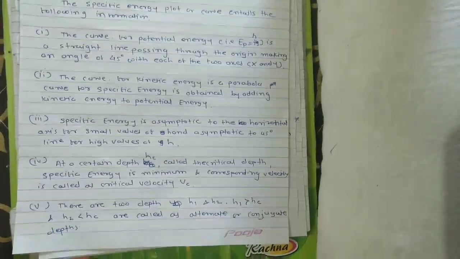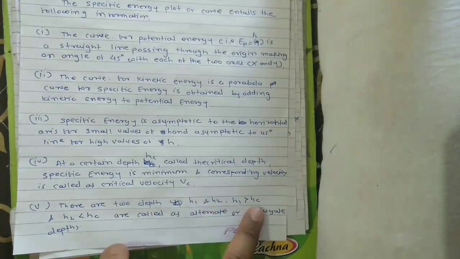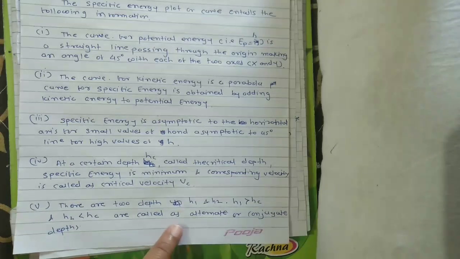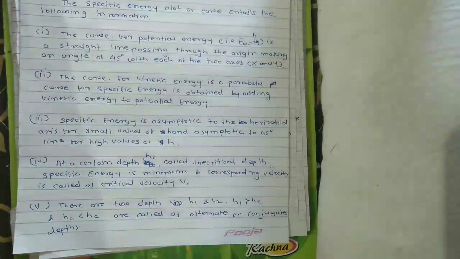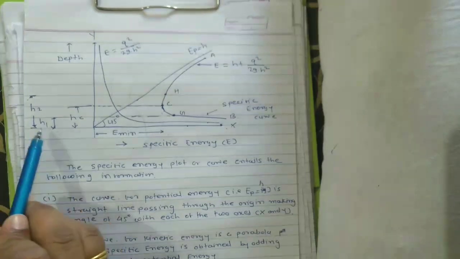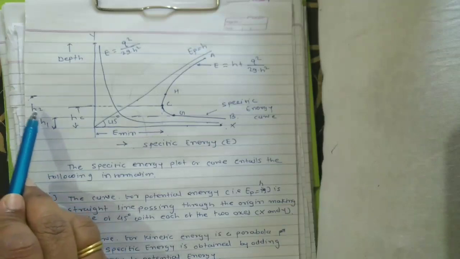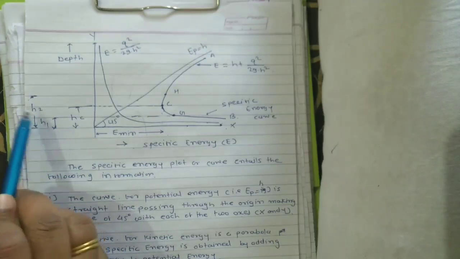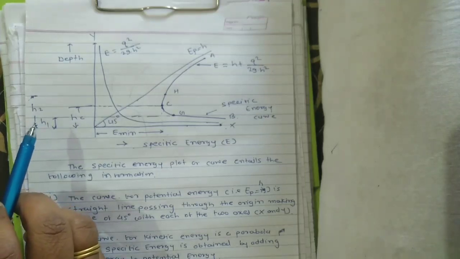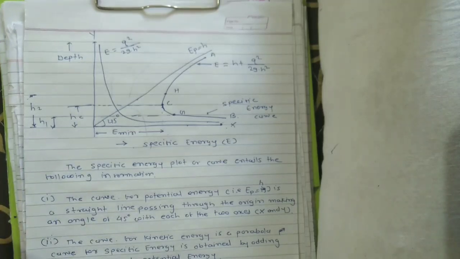Then there are two depths, h1 and h2. Just see this figure of the specific energy curve. Here h1 is less than hc and h2 is greater than hc. These depths are called alternate depths or conjugate depths. One is greater than hc and one is less than hc, so these are the alternate depths.